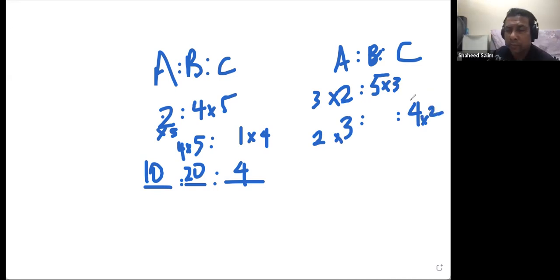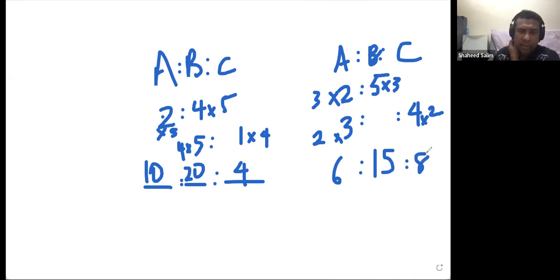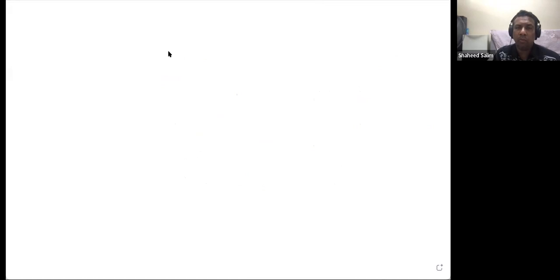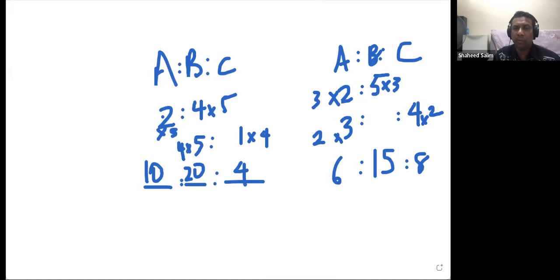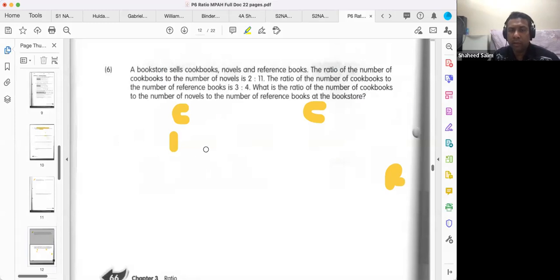So if you times the left by 3, this one you must times by 2. This time you times by 2, this one you must also times by 2. So you see the answer. Down here 3 times 2, 6. 5 times 3, 15. 4 times 2, 8. You already made them to be on the same line. You know how to do? Okay, I'm going to use the same one. We do the same thing now. We go back to here. Okay, down here now, you have cook. Hold on.